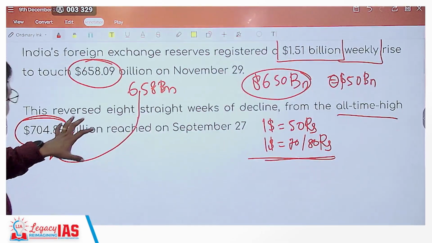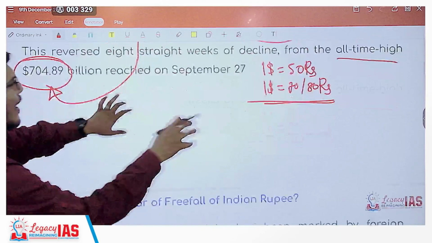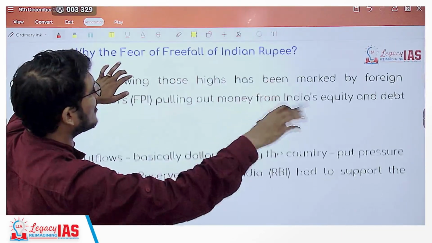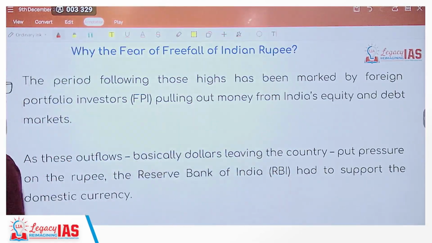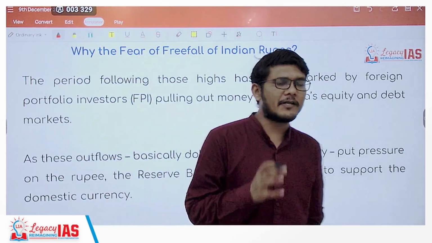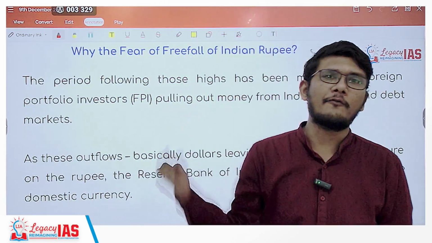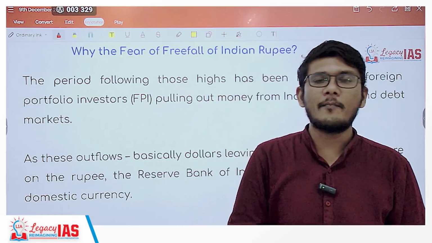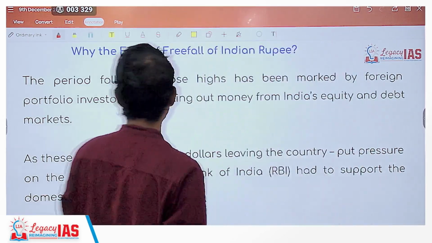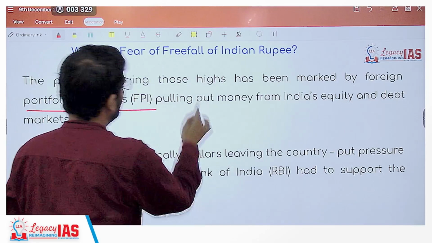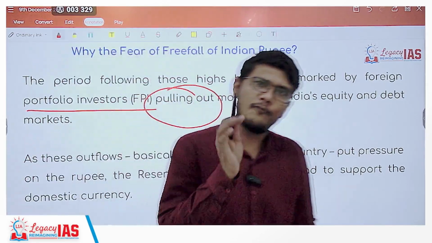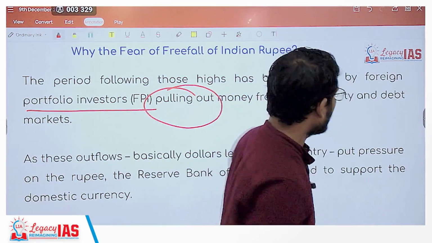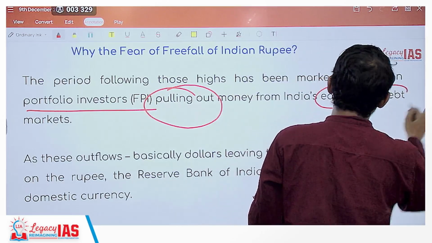Now let us understand why this situation happened. Why did the reserves decline from 705 back to 650? First things first, the main reason was the pulling out of dollars from the Indian market by the foreign portfolio investors. The foreign portfolio investors pull out money from India's financial market. India's financial market of course is made up of the equity market and the debt market.